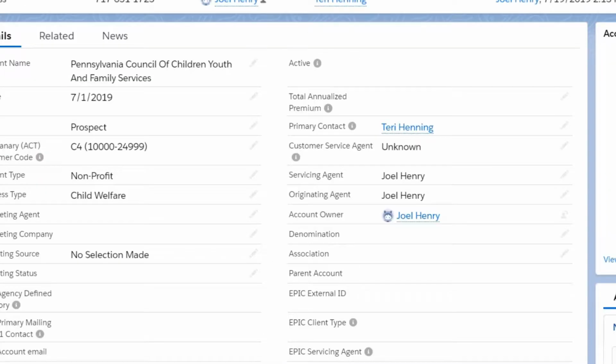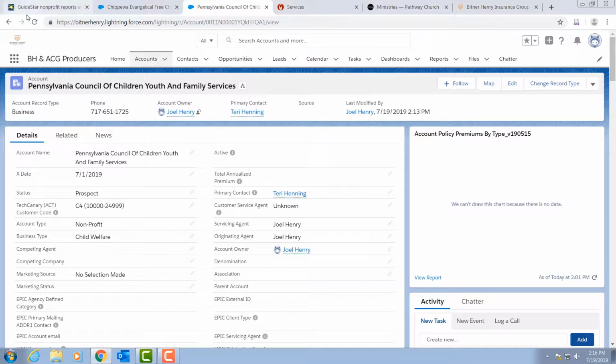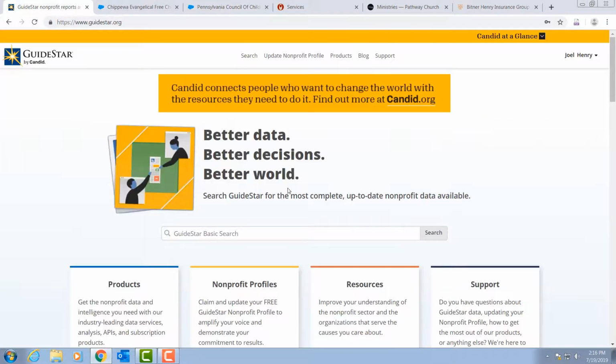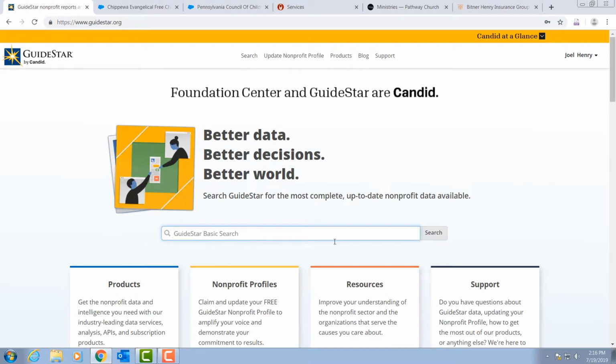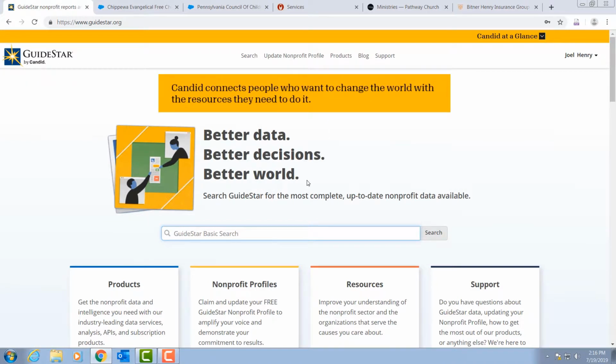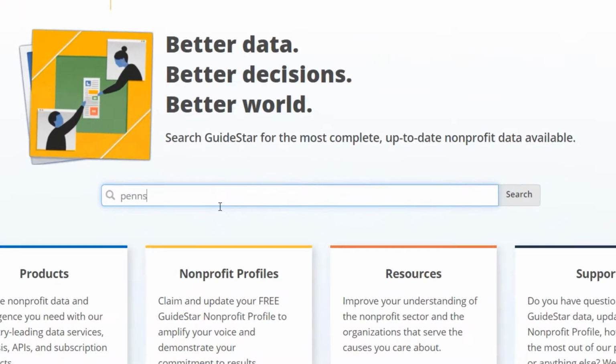So the next option is to use GuideStar. And if you don't have an account, I really recommend it, especially when you're working with nonprofits. This is specifically for nonprofits. If you have a for-profit entity, it won't be on here. If it's just a for-profit business, it won't be on here. Some churches are on here as well, but not all.